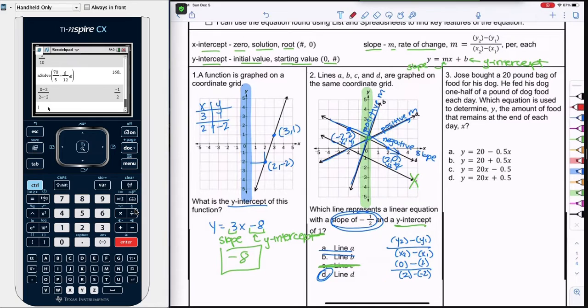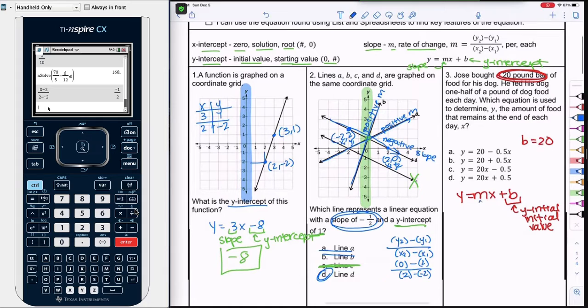But anyways, number 3. Jose bought a 20 pound bag of food for his dog. He fed his dog 1/2 of a pound of dog food each day. Which equation is used to determine y, the amount of food that remains at the end of each day? So remember when we're writing an equation, y equals mx plus b. B is your y-intercept, but it's also your initial value, the value that you start with. So in this case, we started with 20 pounds. So our b is going to be 20.